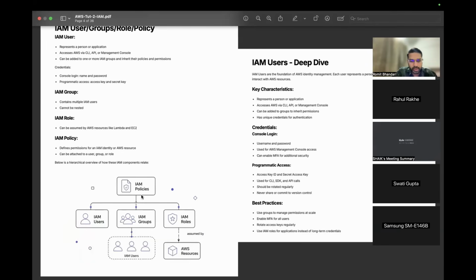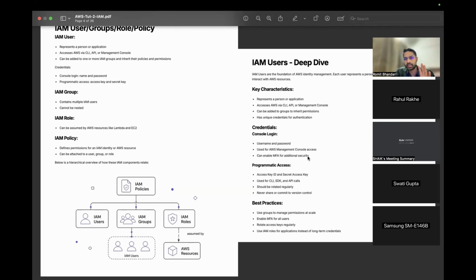So if you see the diagram, you will have IAM policies which could be attached to any of the three, and the policies also get attached directly to the resources as well. Okay, that's also possible.